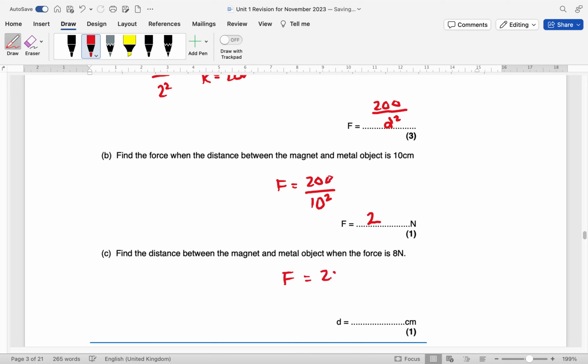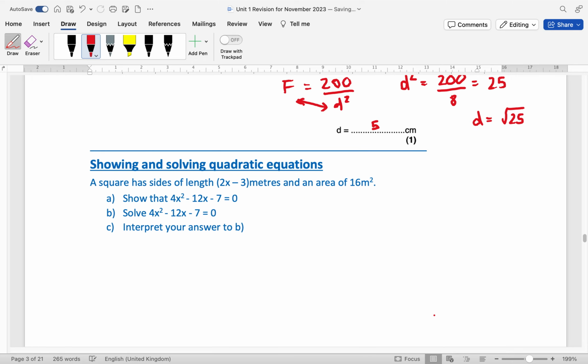If you've got this, guys, these two can swap places. The d squared can go up as a times, then the f can come down as a divide. So I'm going to swap those over, and instead of writing f there, we're told that f is 8, okay? 200 divided by 8, oh, not the best, right? But it is 25. D squared is 25, so d is the square root of 25, which is 5.